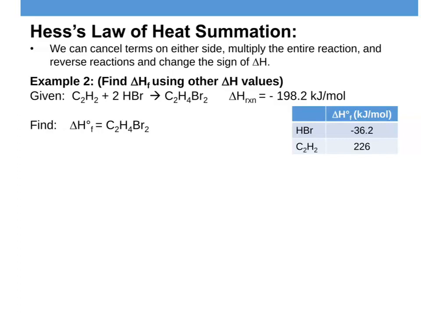I also have here HBr. I've got my HBr, so let's write this. HBr apparently has a heat of formation of negative 36.2, again, kilojoules per mole. How did that get made?